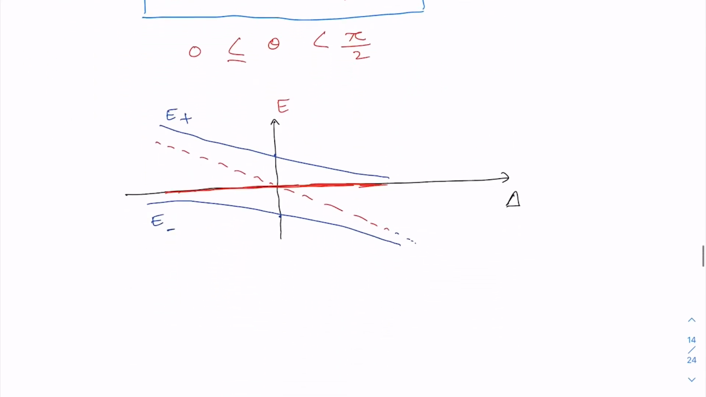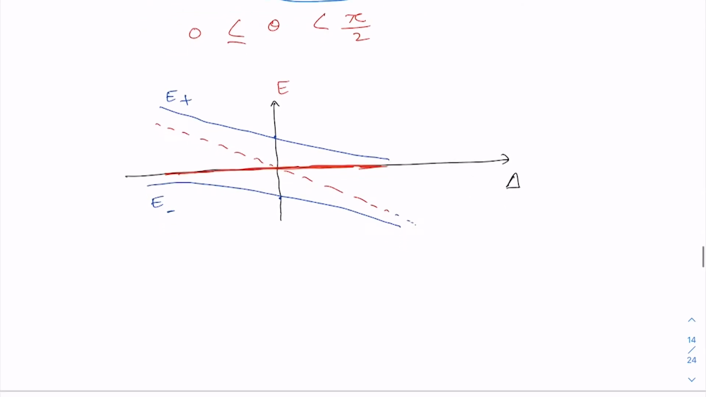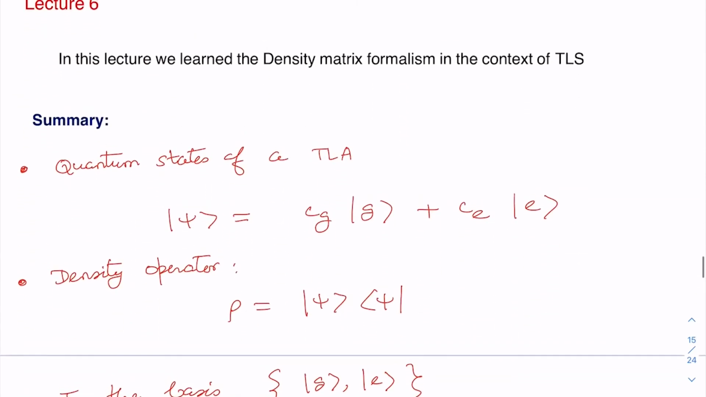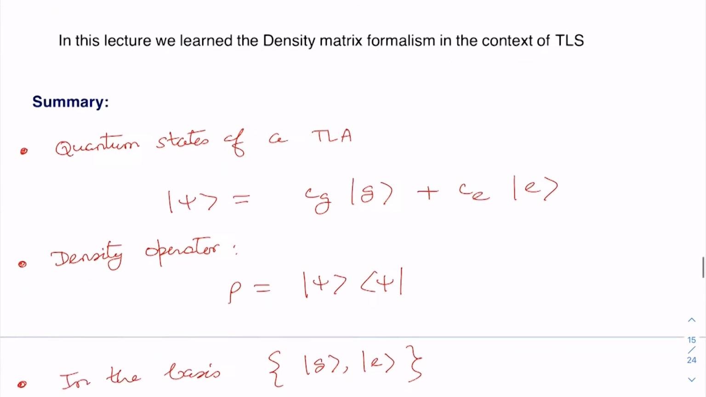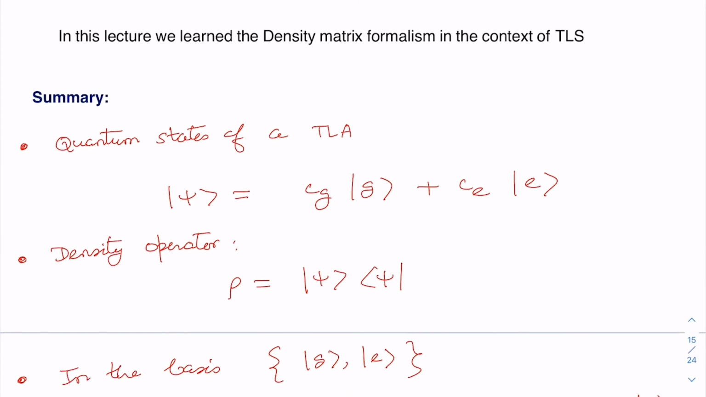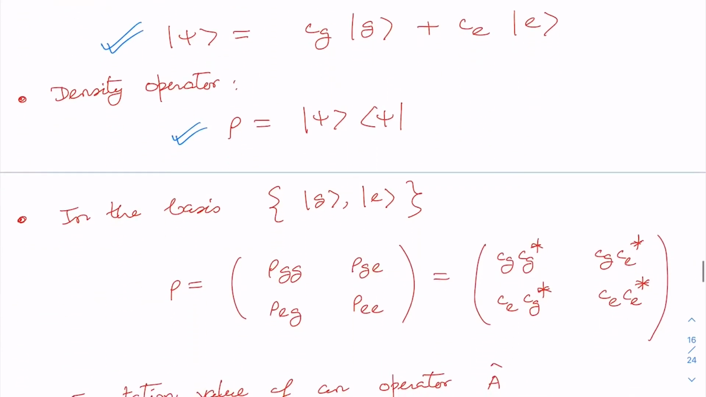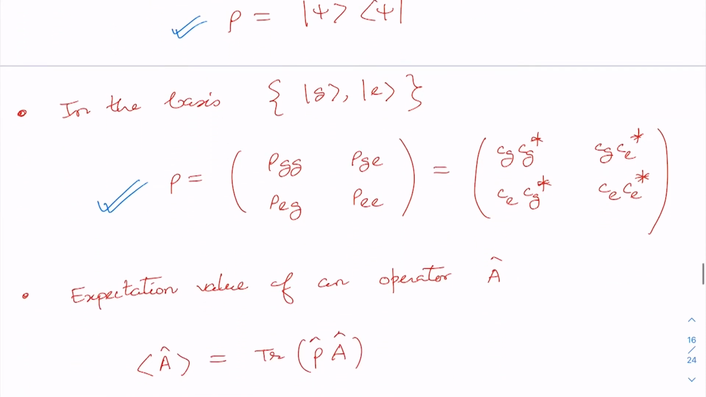And we went on to discuss the so-called avoided crossing here as well. In lecture 6 we learned the density matrix formalism in the context of a two-level system. We saw that if we consider a single two-level system, or a pure system, which is simply represented by this wave function, then the density operator is written in this form. In the ground state and excited state basis, the density operator can be written by this 2 by 2 matrix.